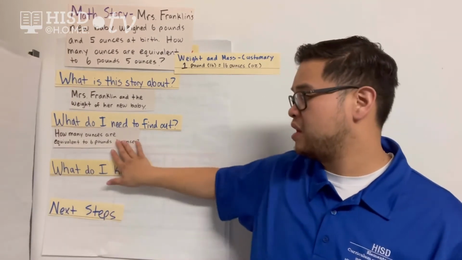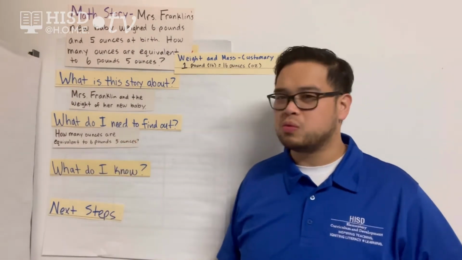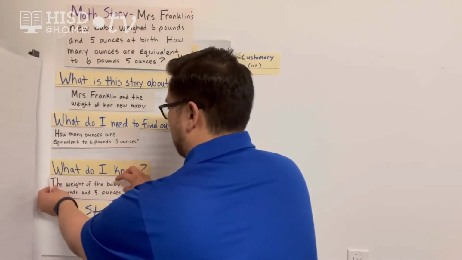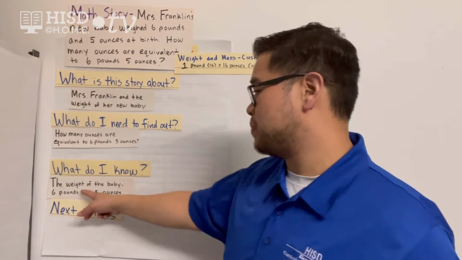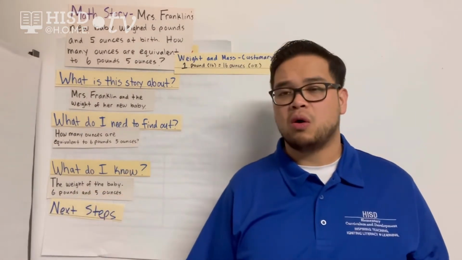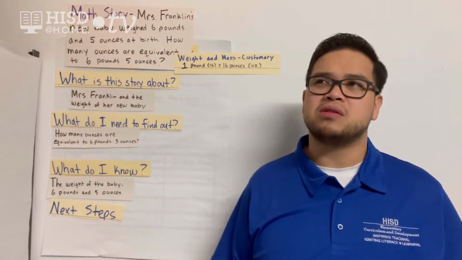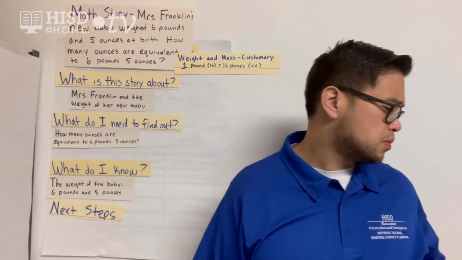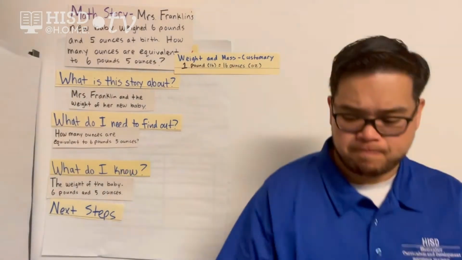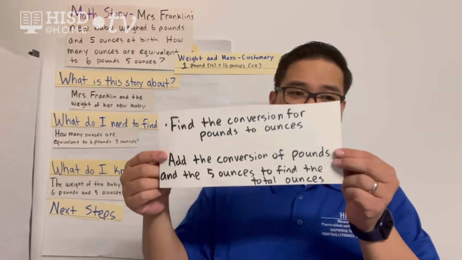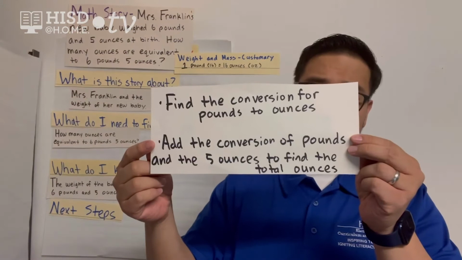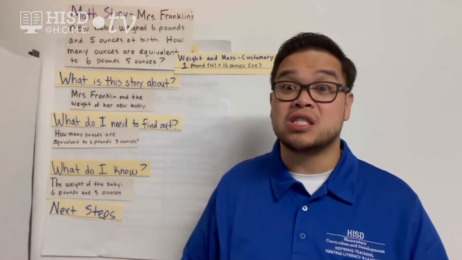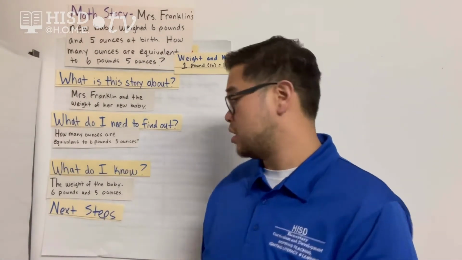Well, we already have 5 ounces. So, what do I know? Well, I know the weight of the baby is 6 pounds, 5 ounces. So if the weight of the baby is 6 pounds, 5 ounces, and I need to find how many is altogether in ounces, what's my next step? We need to find the conversion from pounds to ounces, and then add the conversion of the pounds to the 5 ounces so that way we get a total amount of ounces that we need to solve the problem.